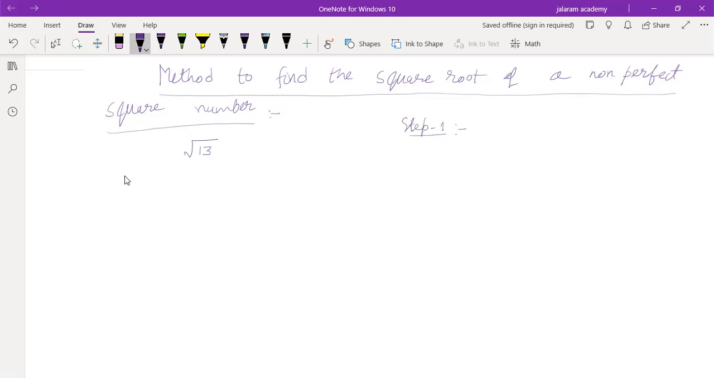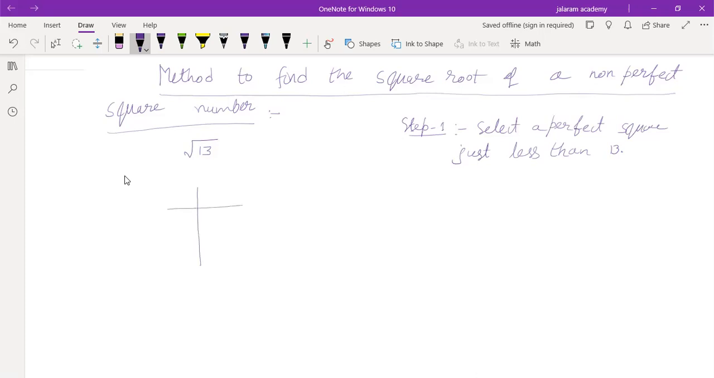We will select a perfect square just less than 13. 1 square is 1, 2 square is 4, 3 square is 9, 4 square 16 is greater than 13. So we will take 9.